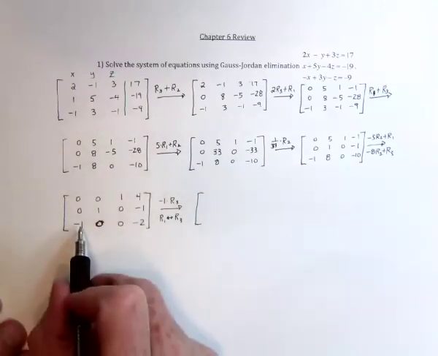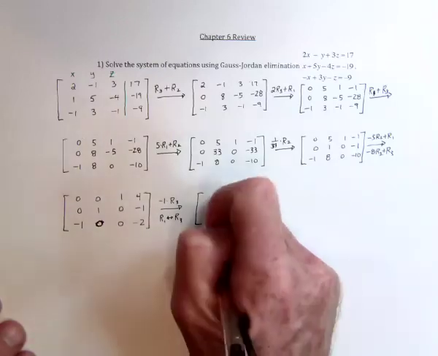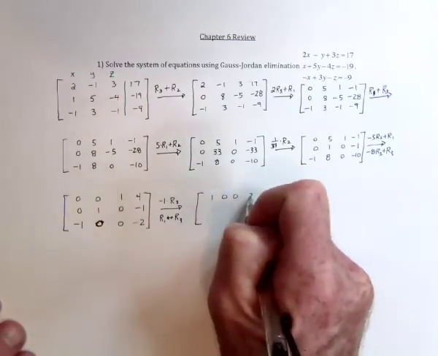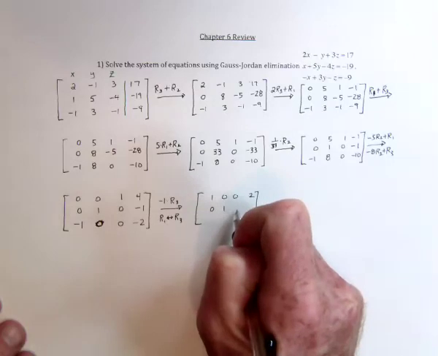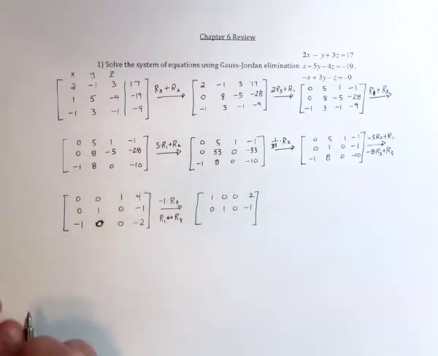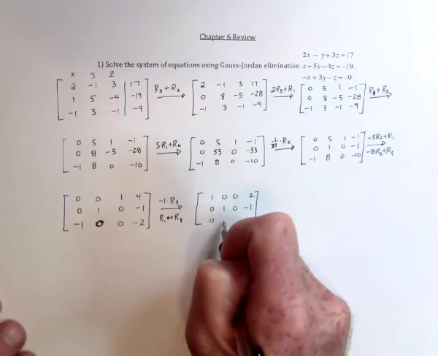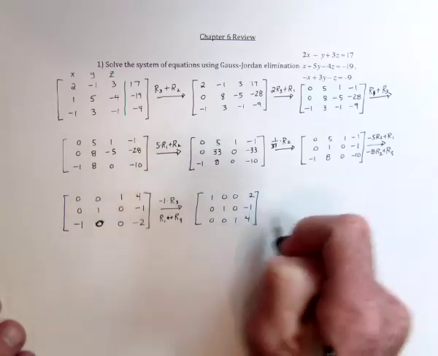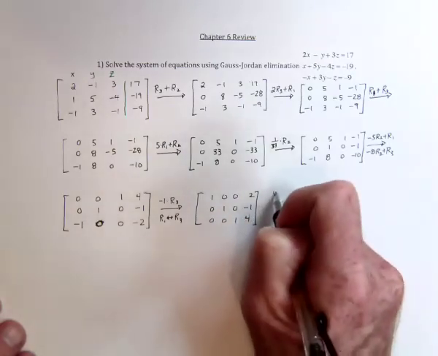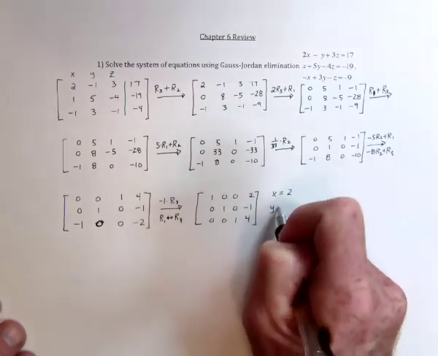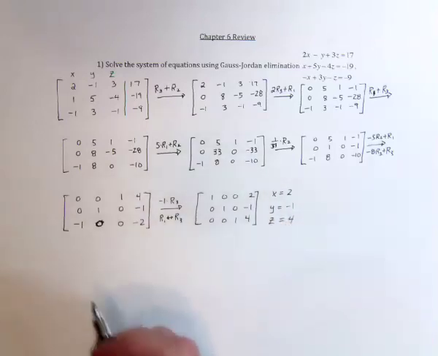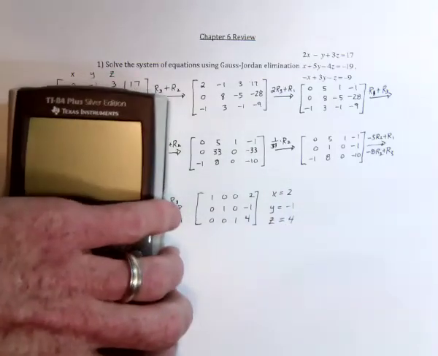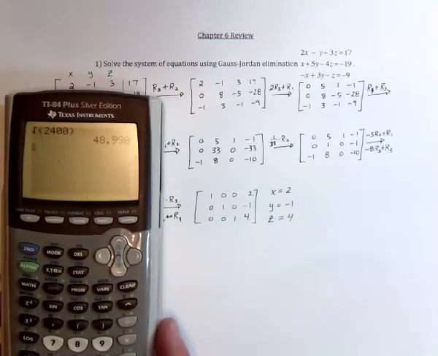So this one, which is positive 1, 0, 0, 2, is switched to the top row. The middle row, which is the y information, stays where it is. And then the bottom one is 0, 0, 1, 4. And so then we've got that x is equal to 2, y is equal to negative 1, and z is equal to 4. And then I'd like to quickly check my answer.